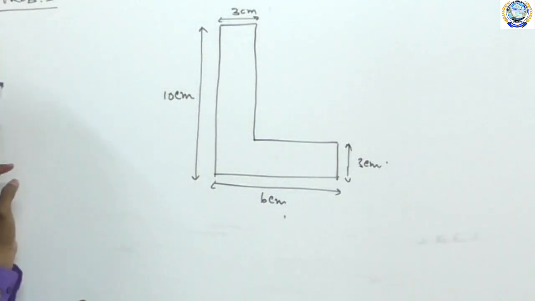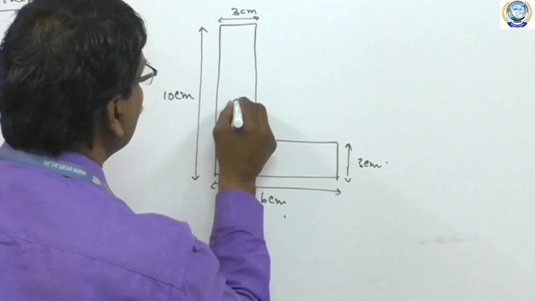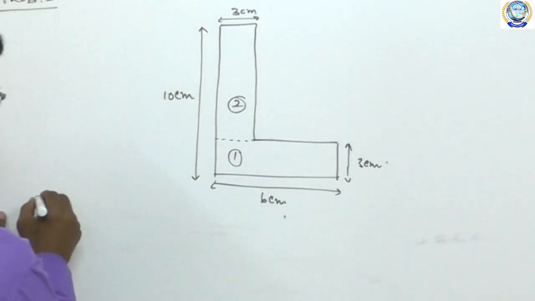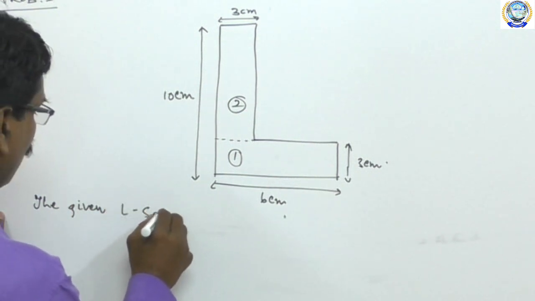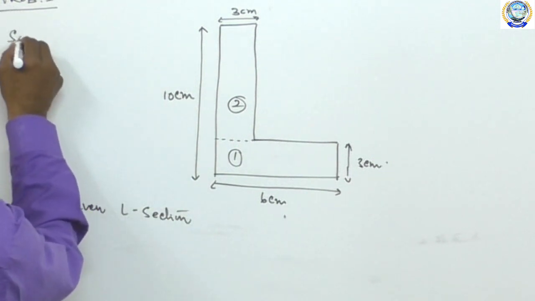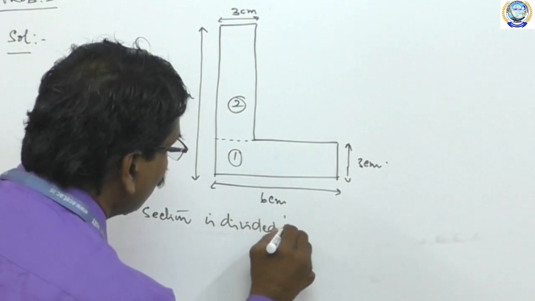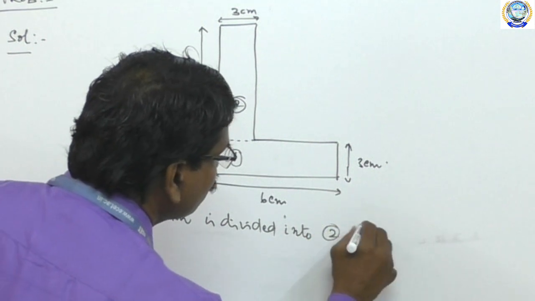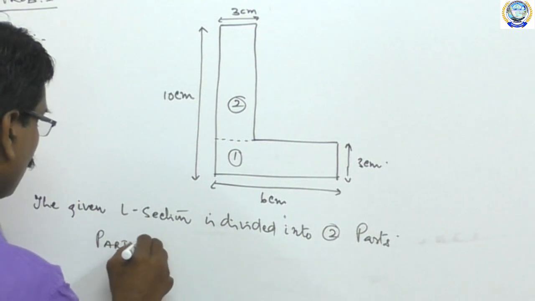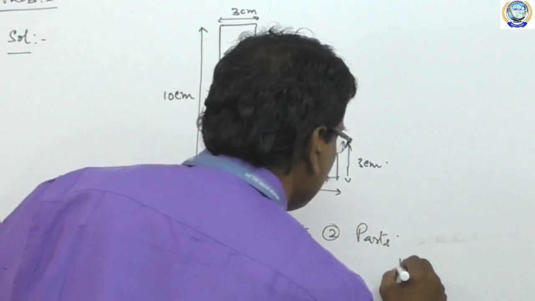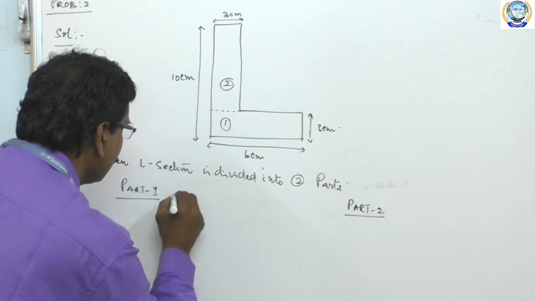The given L section is divided into two parts like this. I am splitting into the two parts. This is first part, this is second part. Solution: the given L section is divided into two parts. Part 1, Part 2. Part 1 is horizontal rectangle.